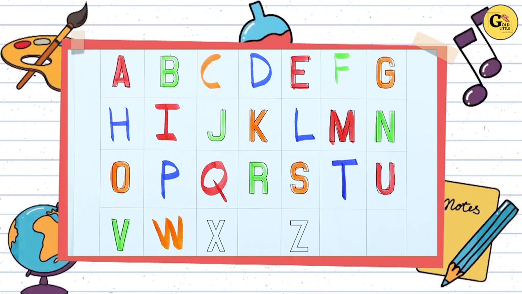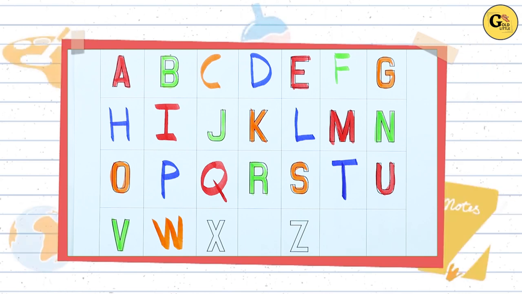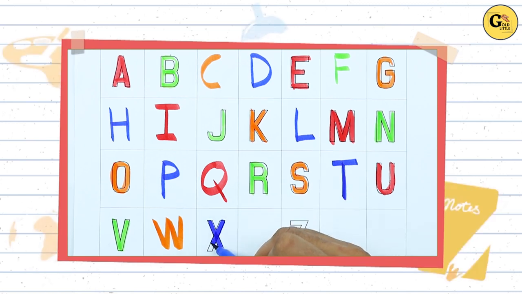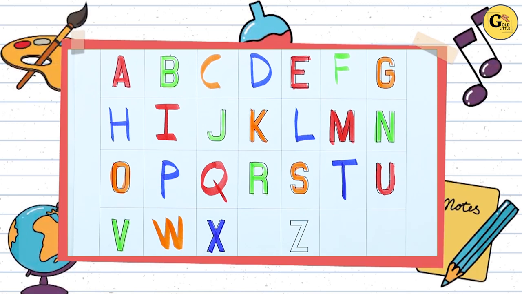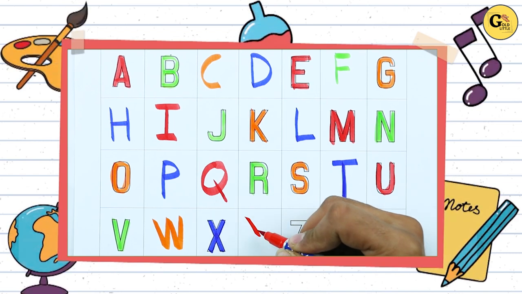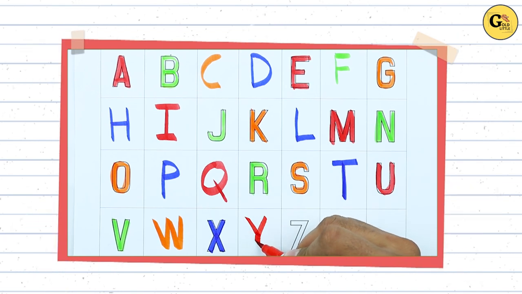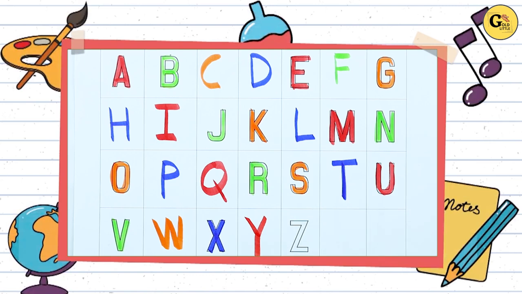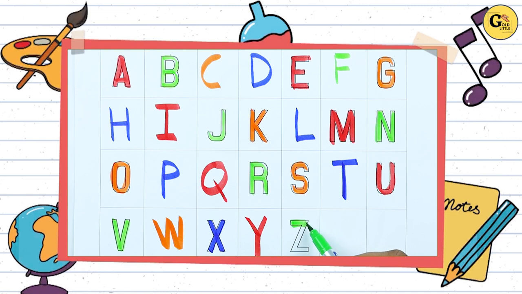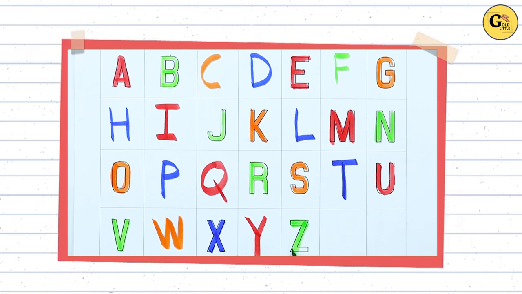W for watch. X. X for xylophone. What next? Y. Y for yak. Next is Z. Z for zebra.